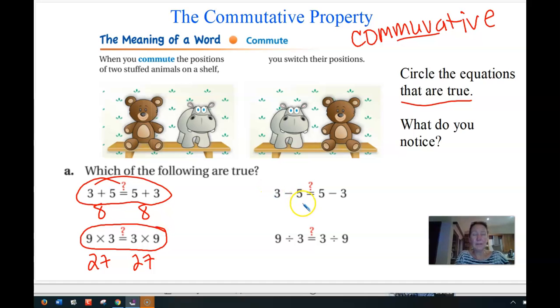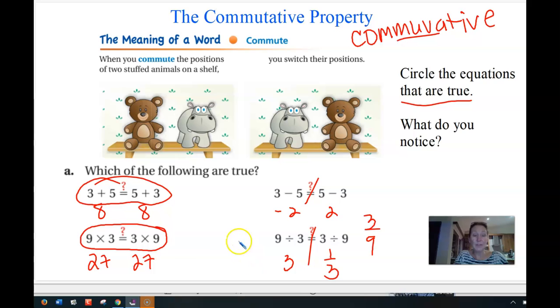3 minus 5. Uh-oh. This is a negative number. You haven't even done negative numbers yet. But basically, if you have $3 and then you owe somebody 5, you now owe $2. 5 minus 3 is a positive 2. That's not equal, right? 9 divided by 3 is 3. But 3 divided by 9 looks like this, right? It's a fraction that's 1/3. It's less than 1. Those are not equal.